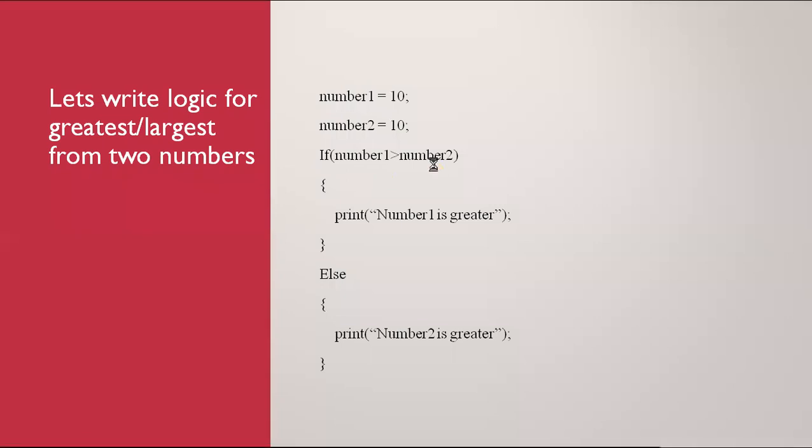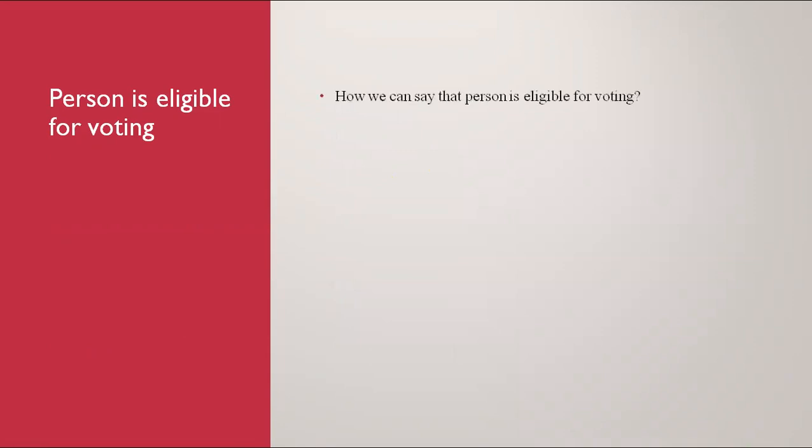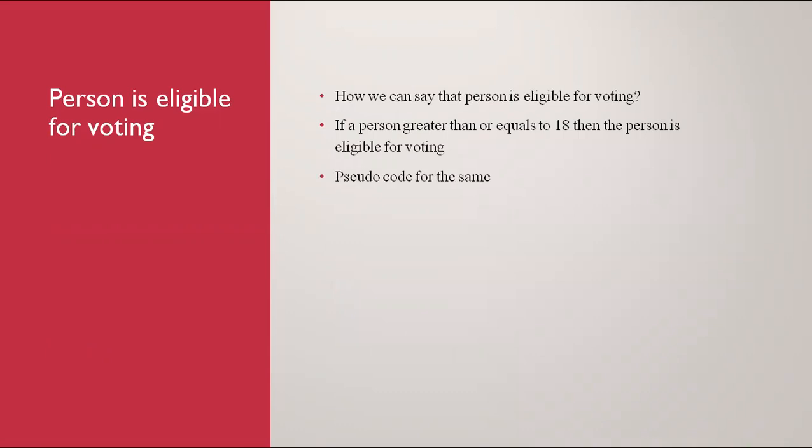Let us get into the other condition which we have been looking at: a person is eligible for voting. This looks very simple, right? How can we say that a person is eligible for voting? We can say that if a person's age is greater than or equal to 18, then the person is eligible for voting, else not eligible for voting. Very simple one.